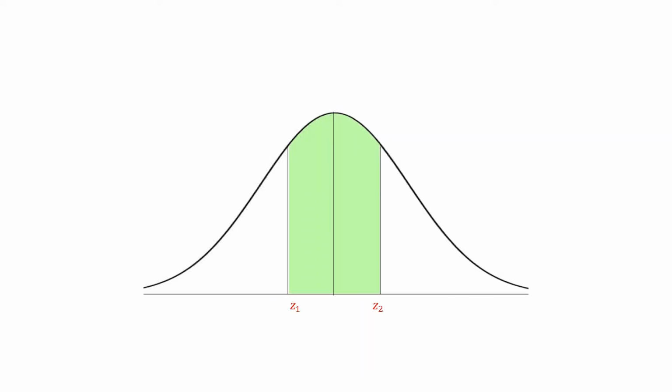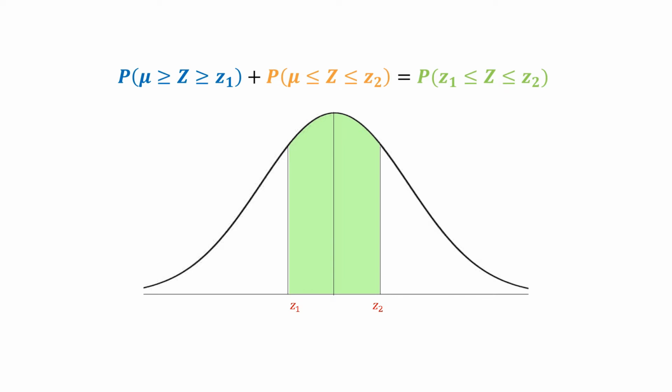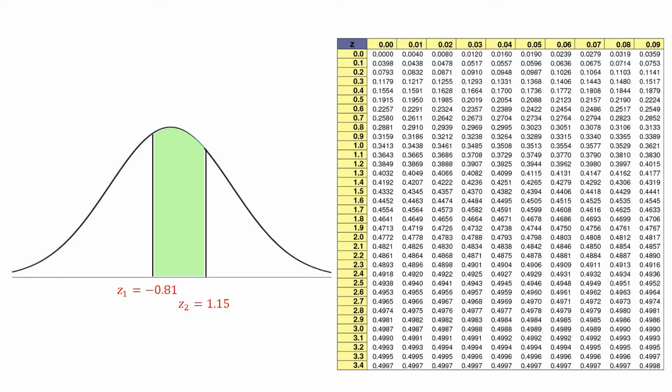But what if we are asked about the area between two z-scores? All we have to do is add both areas from the mean of both z-scores. For example, what is the area between z equals -0.81 and z equals 1.15? Again, we only have to add the areas from the mean of these z-scores.